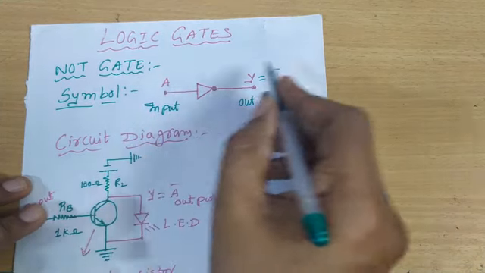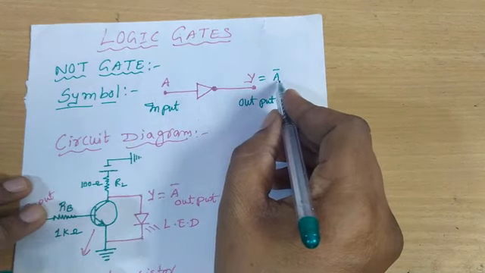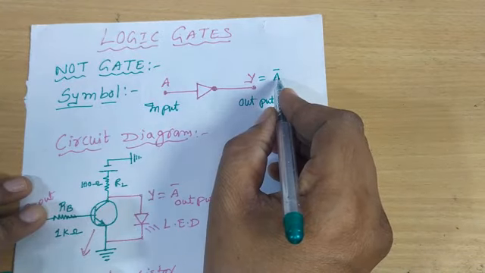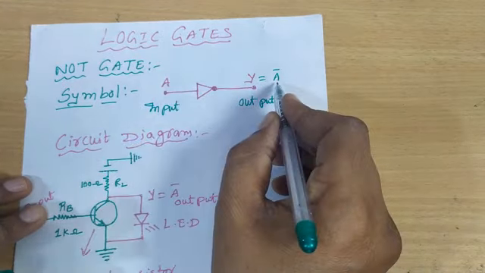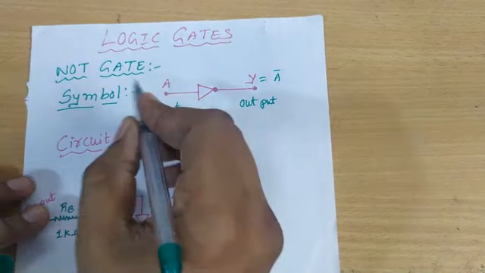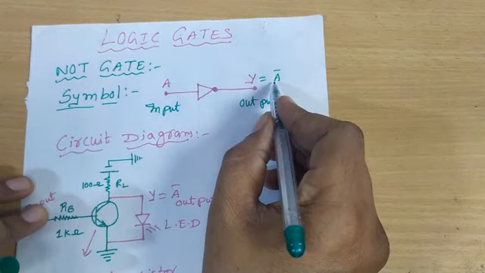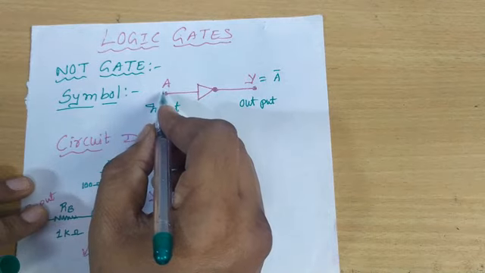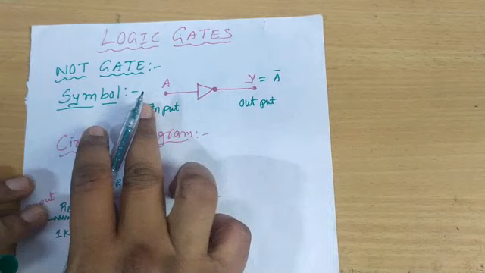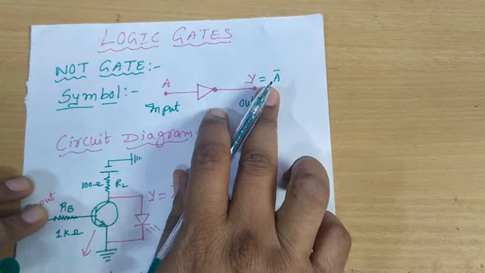According to Boolean algebra, Y is equal to A complement. If A is yes, Y is no. If A is no, Y is yes. It is the complement of A. If A is 0, Y is 1. If A is 1, Y is 0. Likewise, if A is on, Y is off; if A is off, Y is on. Otherwise, if A is given to the negative terminal, the LED will glow in the circuit; at the positive terminal, the LED does not glow. That should be understood.